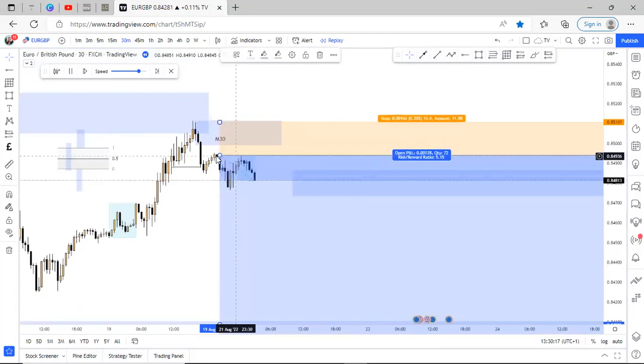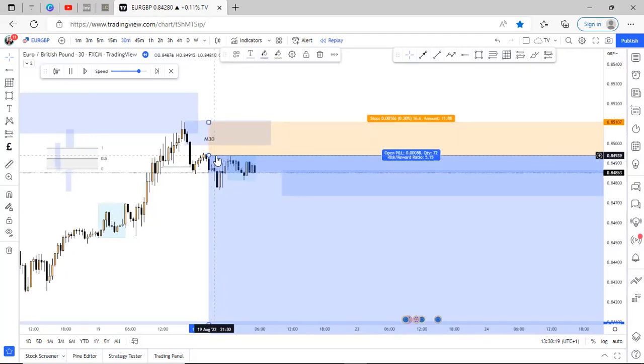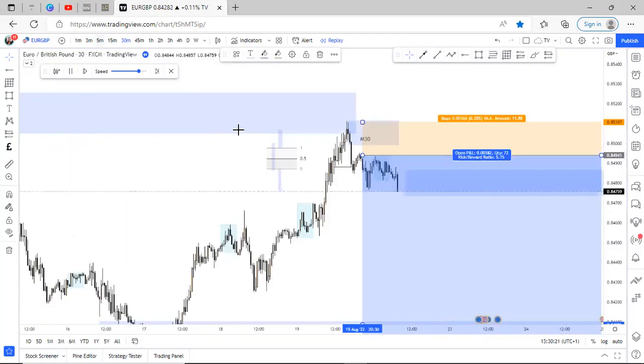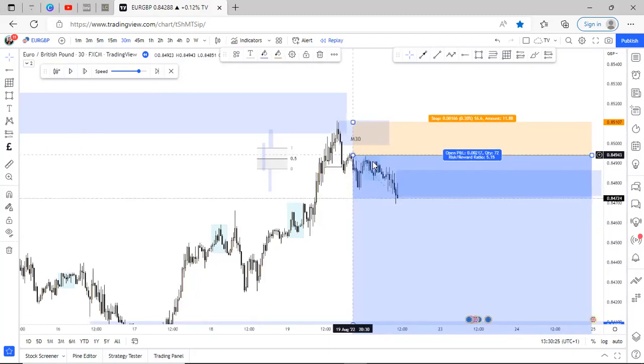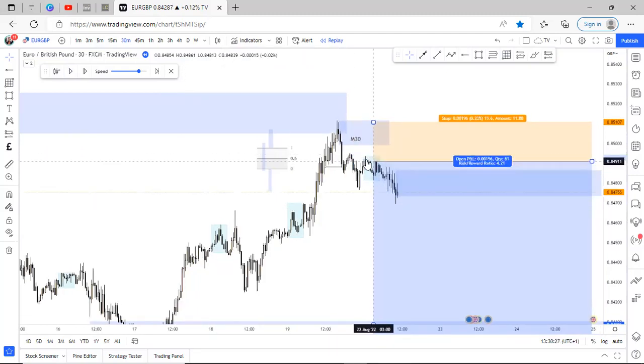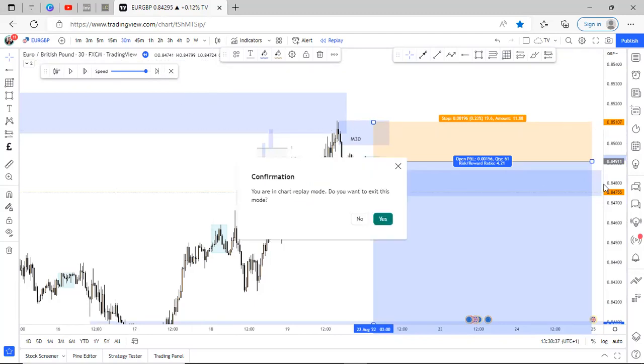Let me see, I can't really recollect where I got into the sell trade. I think maybe somewhere around here, thereabouts. It was just a market execution trade. So I got into a sell entry, and price moved as predicted.